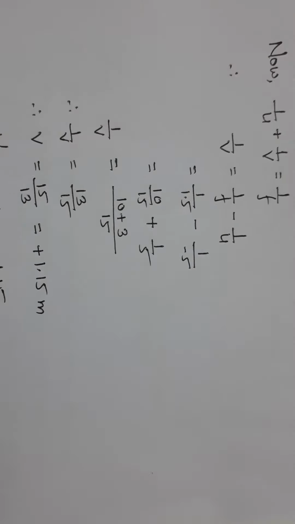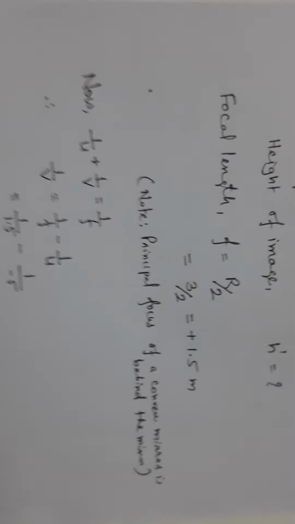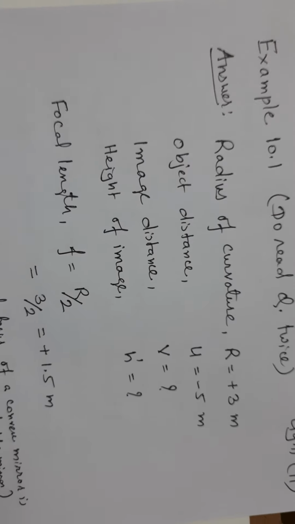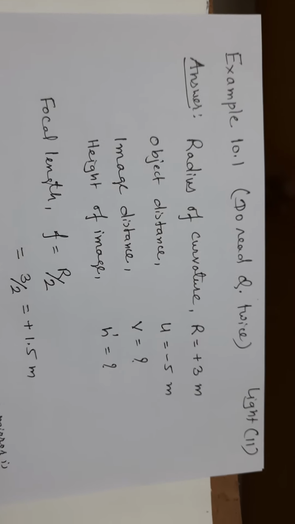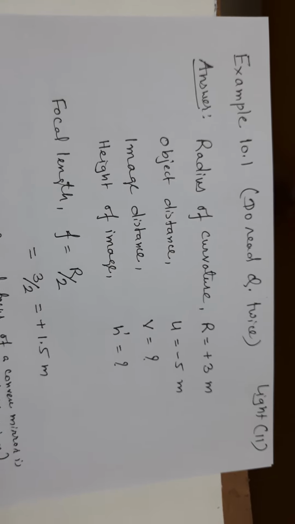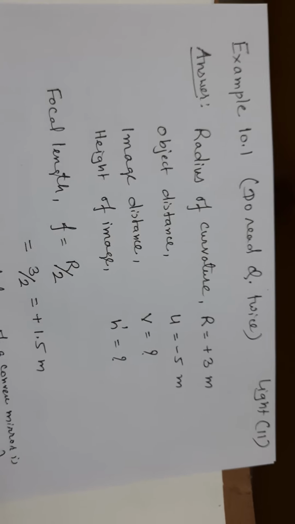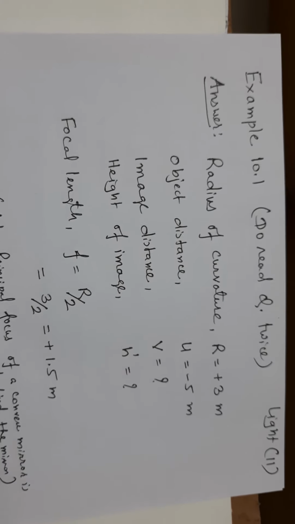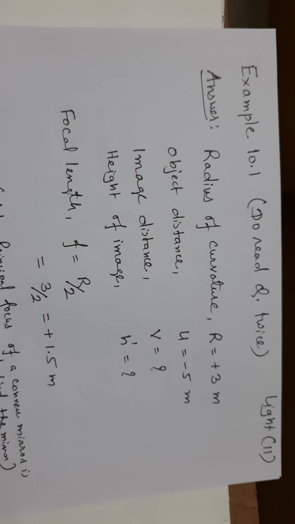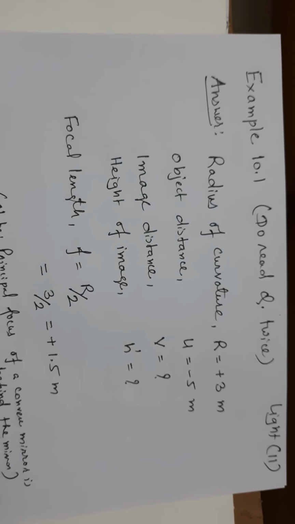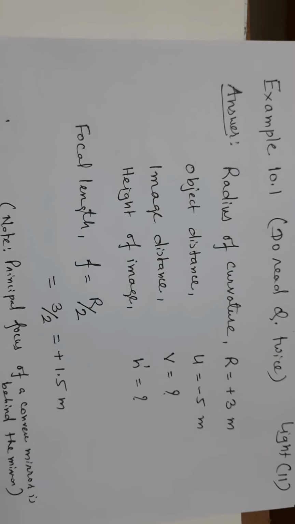The numerical is already given in the textbook. Do read that numerical twice, thrice. That is example 10.1. Now there we have been given a mirror and its radius of curvature is plus 3. Plus 3 because it is a convex mirror, as stated in the example. Object distance, because the object is placed on the left hand side of the pole, will always be negative. So we are taking minus 5 meter. Image distance we want to find, and we also want to find the height of the image.